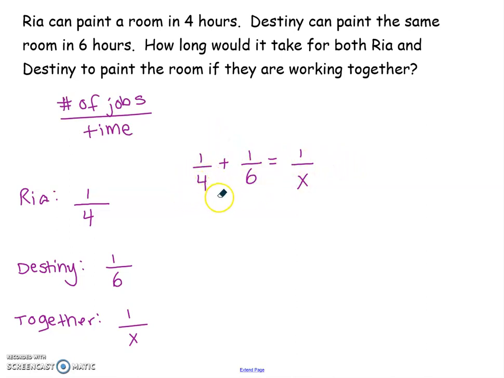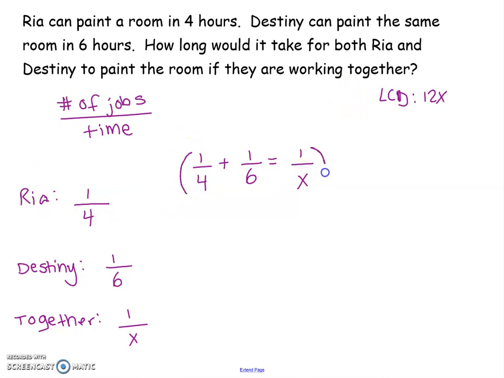Now that we have that, we have to figure out what our LCD is. So we have 4, 6, and x as our denominators. So here our LCD, the lowest common denominator, should be 12x. Now if you didn't use 12, let's say you use 24x, that's fine. Your final answer will just be simplified again. So if you use a number that's not the lowest, it's not the end of the world. You just have to simplify it more as you go. So we always want to look for the lowest.